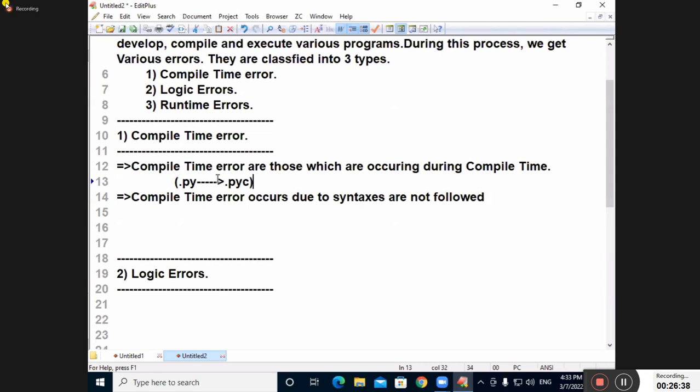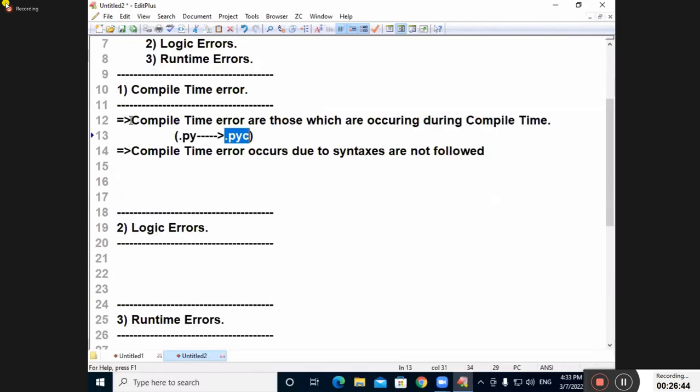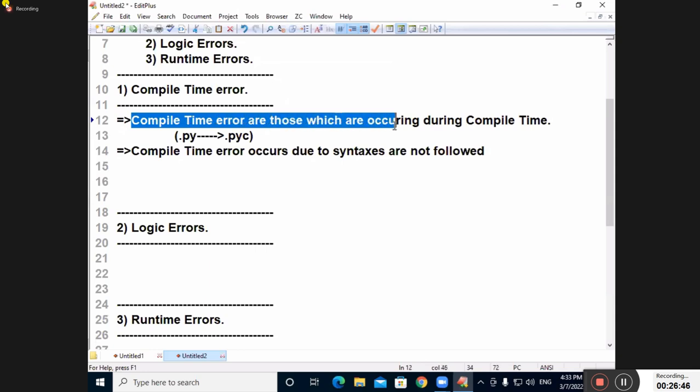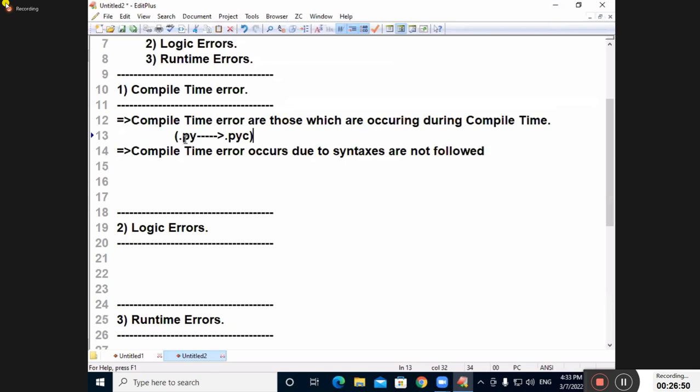.py is converted into what? .pyc. Very nice. Compile time errors are those which occur during compile time. Sir, what is compile time? It is the time when the .py is immediately being converted. If any errors are there, errors will be shown.